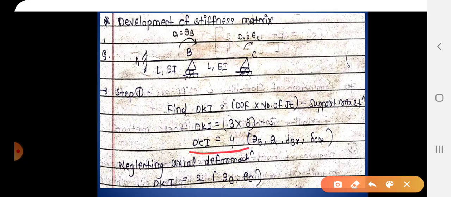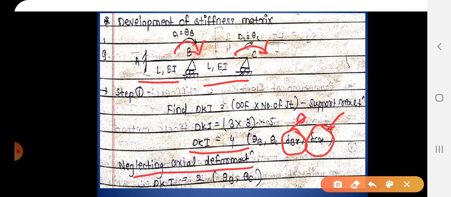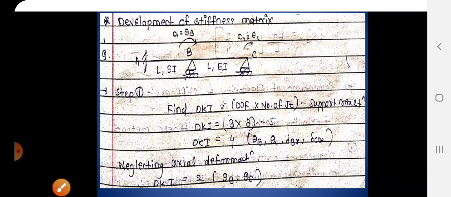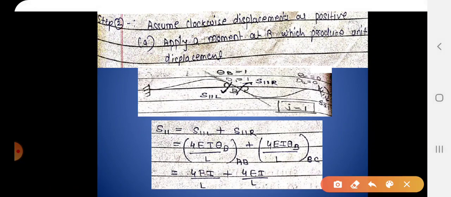So what are these number 4? Okay, so it is theta B, that is rotation at B, theta C, rotation at C, and delta B in x direction and delta C in x direction. But you can see that as compared to the length of the span of these beams, this delta will be very small, therefore we can neglect this, and we have written over here neglecting axial deformation. Okay, so this we will keep as 0 and then the total DKI will be 2, which is theta B and theta C. Okay, now step 2.